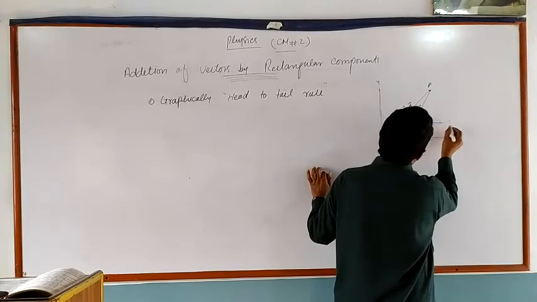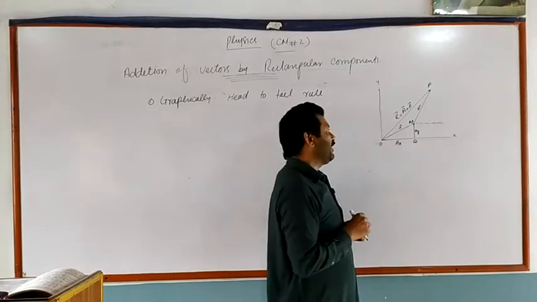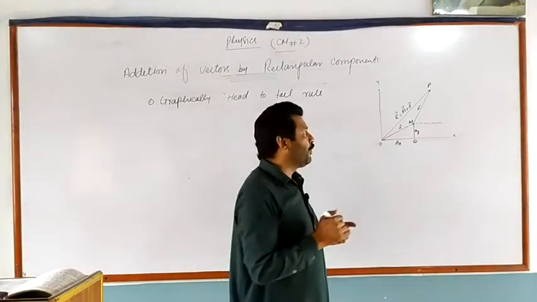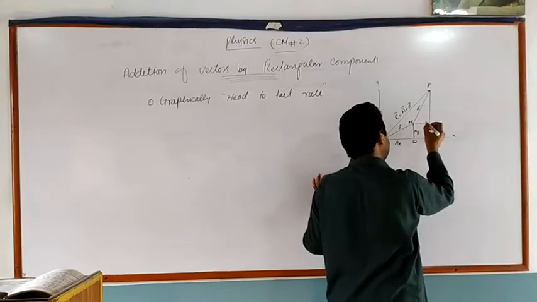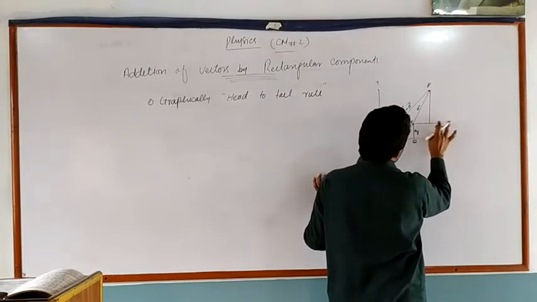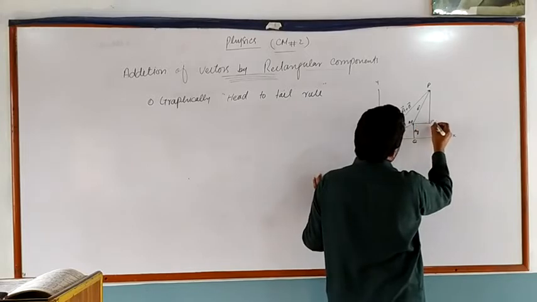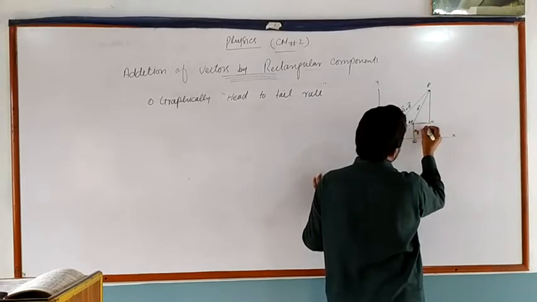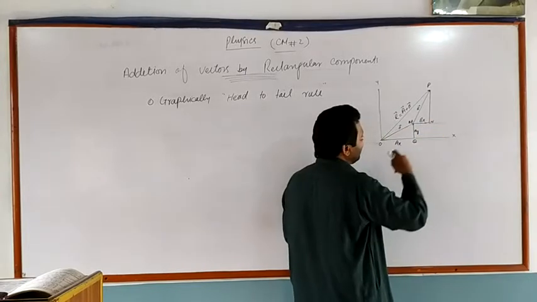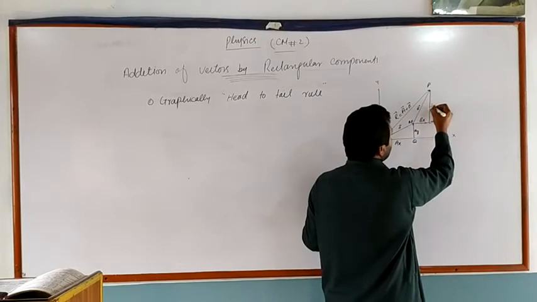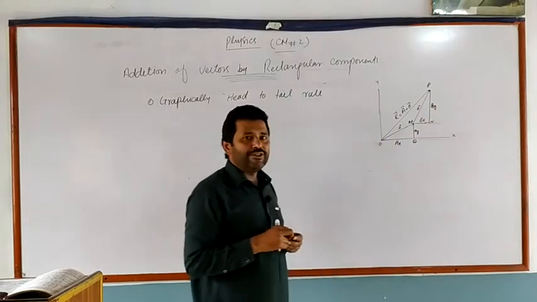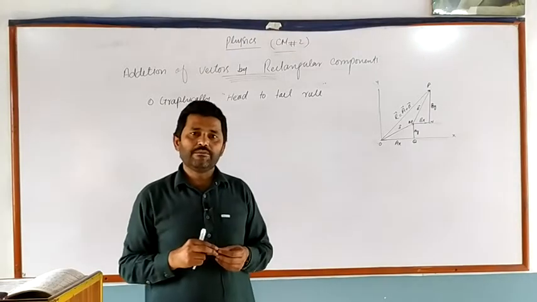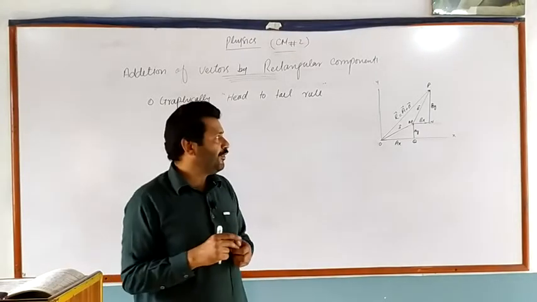Similarly, we want to resolve vector B into its rectangular components. We will drop a perpendicular from the head of this vector B on the x-axis. So ON is the x component of vector B, represented by Bx, and NP is the y component of vector B. We represent this y component of vector B by By.